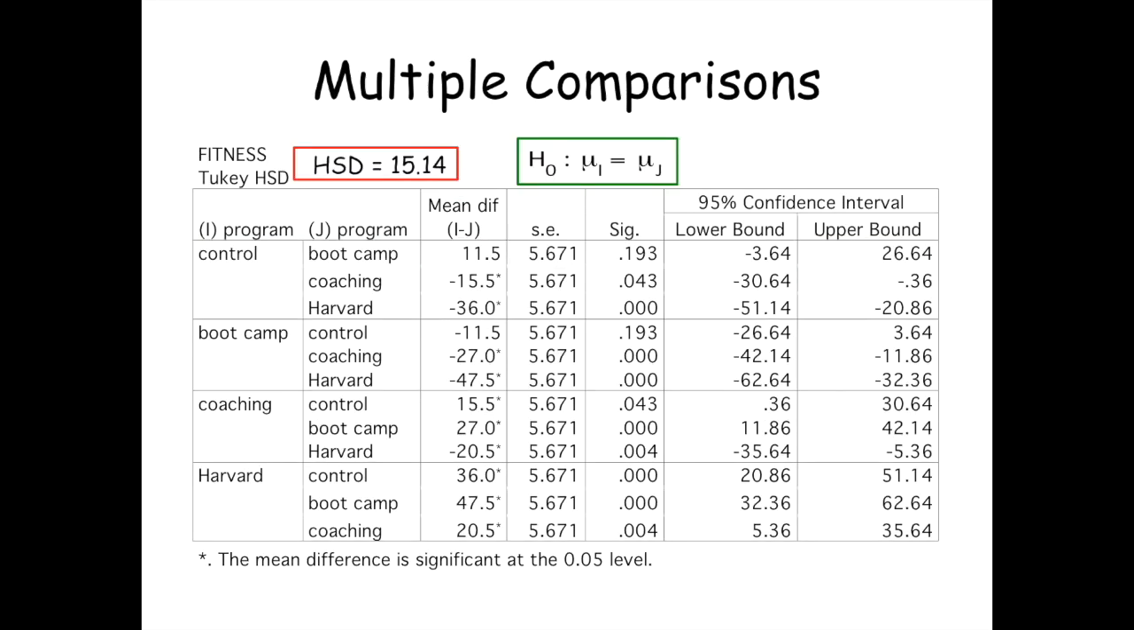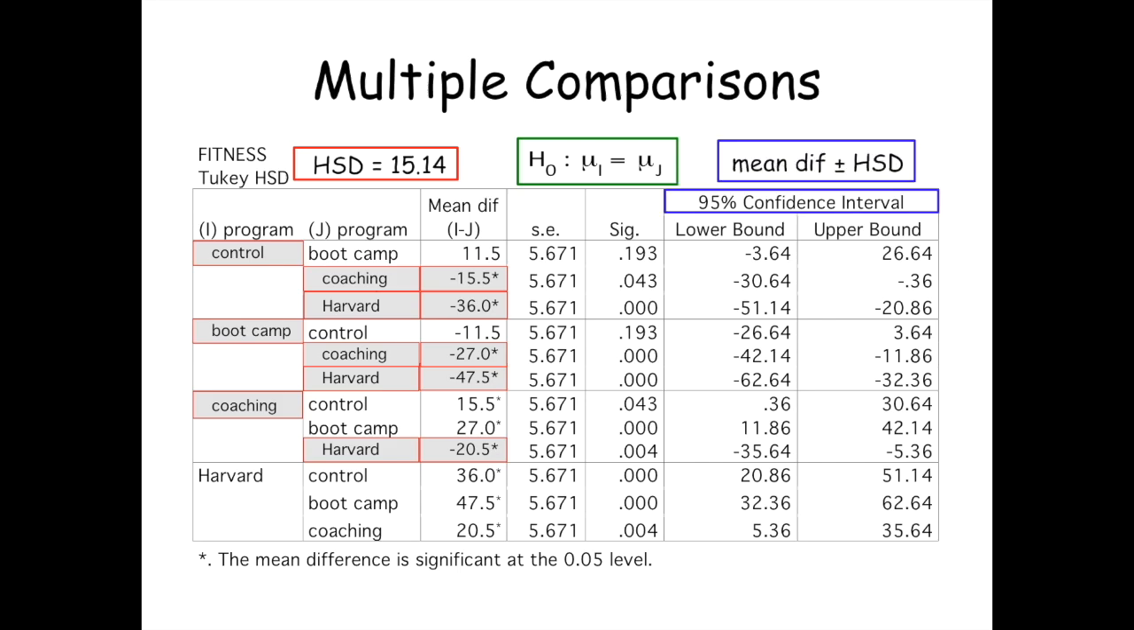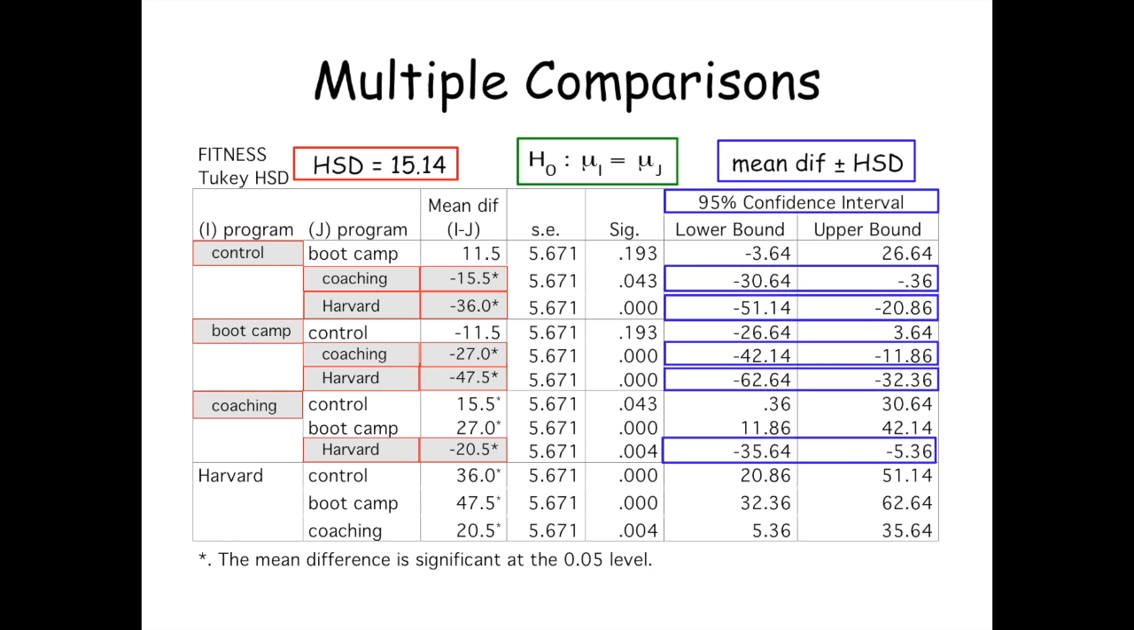The HSD is the critical value of the test statistic for the hypotheses involving each mean pair. Any absolute mean difference that exceeds this value leads to rejection of the null hypothesis that the two population means are equal, as indicated here, and here, and here. Looking at the confidence interval side, these intervals are constructed by subtracting the HSD from the mean difference for the lower bound and adding the HSD to the mean difference for the upper bound. And any mean difference that is statistically significant will also produce a confidence interval that does not include 0.